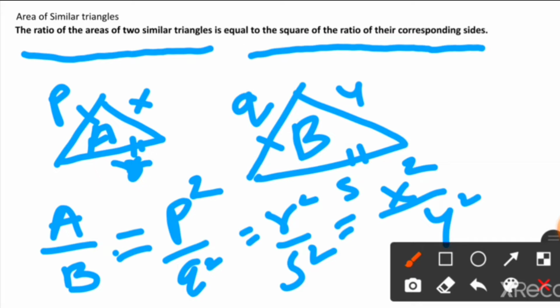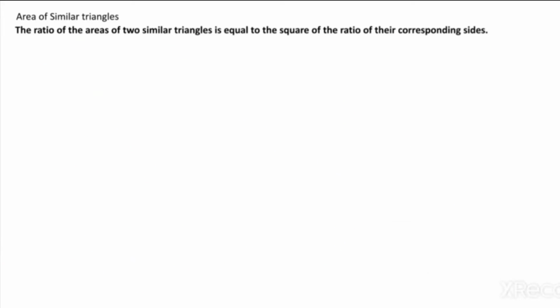So here the triangle A and triangle B are there. Their areas ratio, that is what I have mentioned here, area of triangle A divided by area of triangle B, will be equal to the squares of the ratio of their corresponding sides, that is P square by Q square is equal to R square by S square is equal to X square by Y square. So let us start the theorem now. It starts with a diagram.